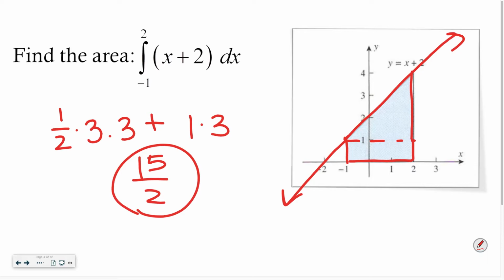That's a little bit sagging at times. If you can imagine the picture and you can find geometric area, let's do it, okay?